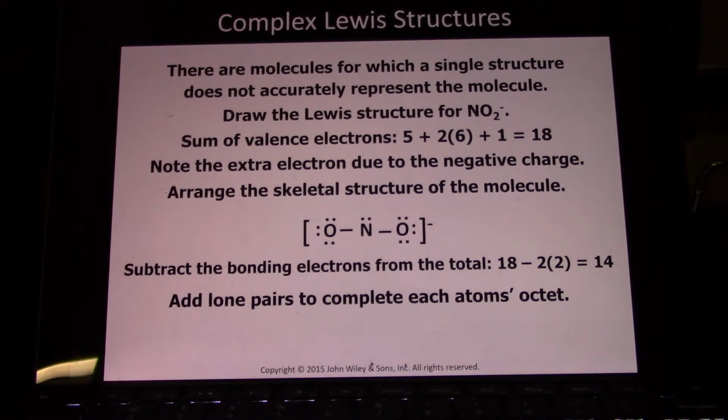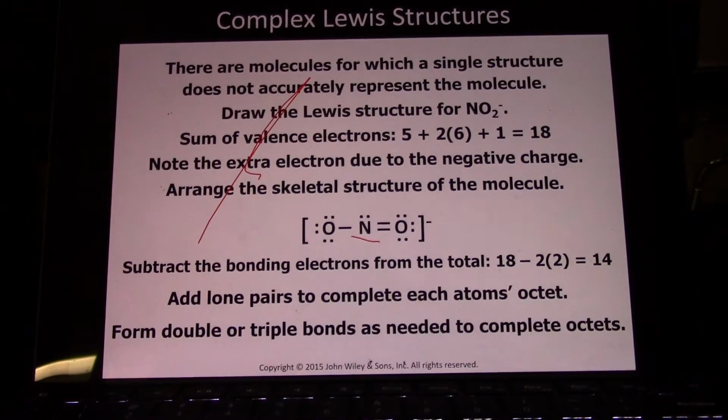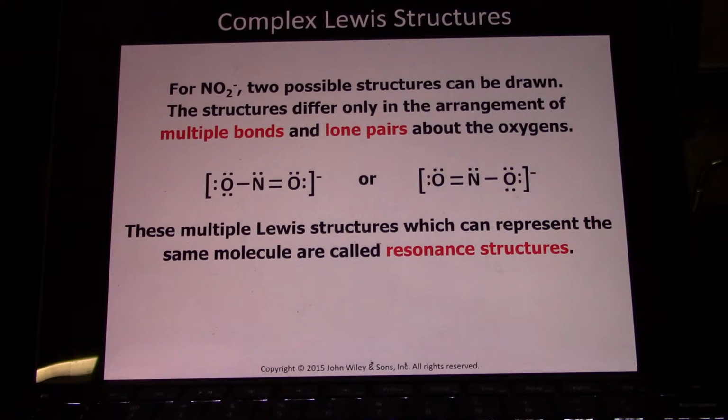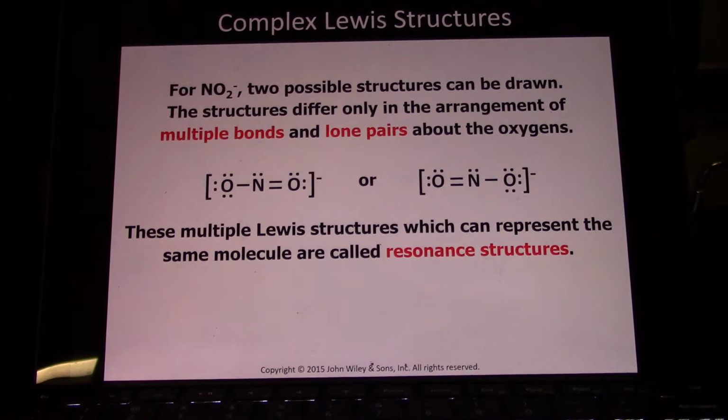No. Nitrogen only has 6 electrons. So we have to share from one of the oxygens. But which one? They're both equivalent. And the real answer is both. This leads us to resonance structures. A lot of times you cannot draw an accurate chemical structure with a Lewis dot structure. And so we need resonance structures.